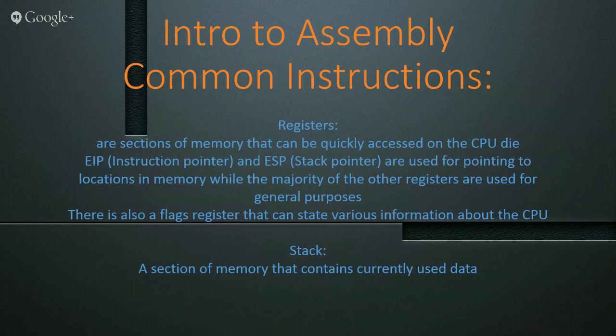Okay, so the registers are sections of memory that can be quickly accessed on the CPU die. Some registers like the EIP and ESP are used for pointing to locations in memory, while the majority of the other registers are used for general purposes. There are also flag registers that can state various information. Those are used by certain instructions like compare and quite a few others. The stack is simply a section of memory that contains currently used data. It can actually be a lot more complex than that, but in summation, it's that.